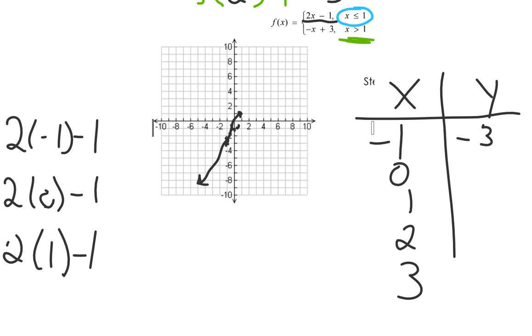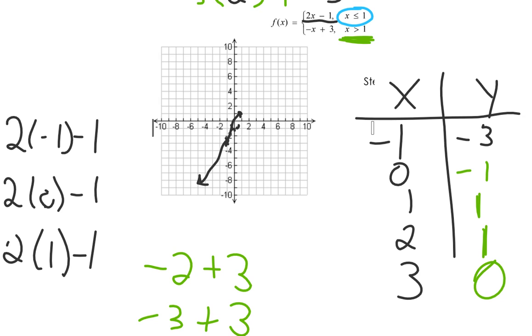Now we've got to change, because now we have numbers that are greater than 1. I should be filling these in as well. So that was negative 3. This one was negative 1. This one was positive 1. So now we're going to use this one. My function is now negative x plus 3 when x is greater than 1. So 2 is greater than 1, so I'll have negative 2 plus 3, which gives me a 1. And I'll have negative 3 plus 3, which gives me a 0.